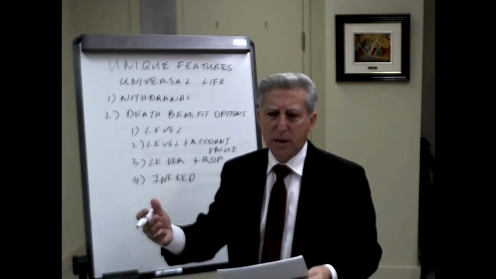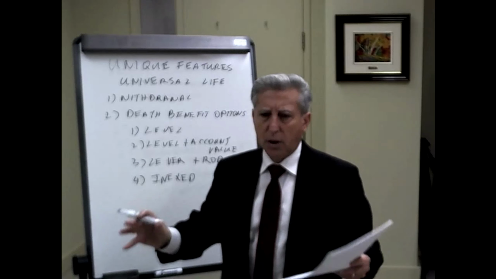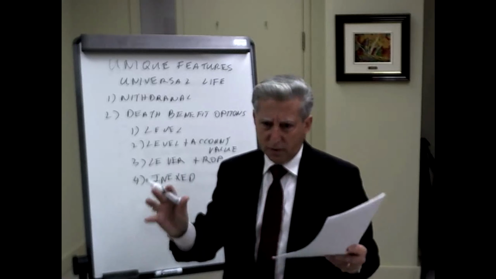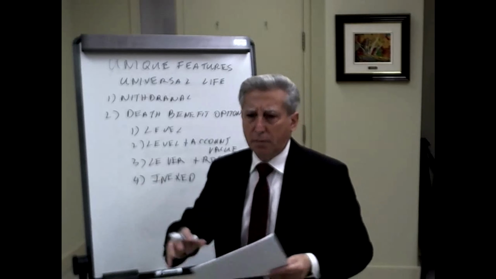So level coverage basically means you get the face amount of the policy, no cash value, nothing at all. It's simply the coverage itself. So you've got $500,000. You pass away, you get $500,000. That's the end of that.